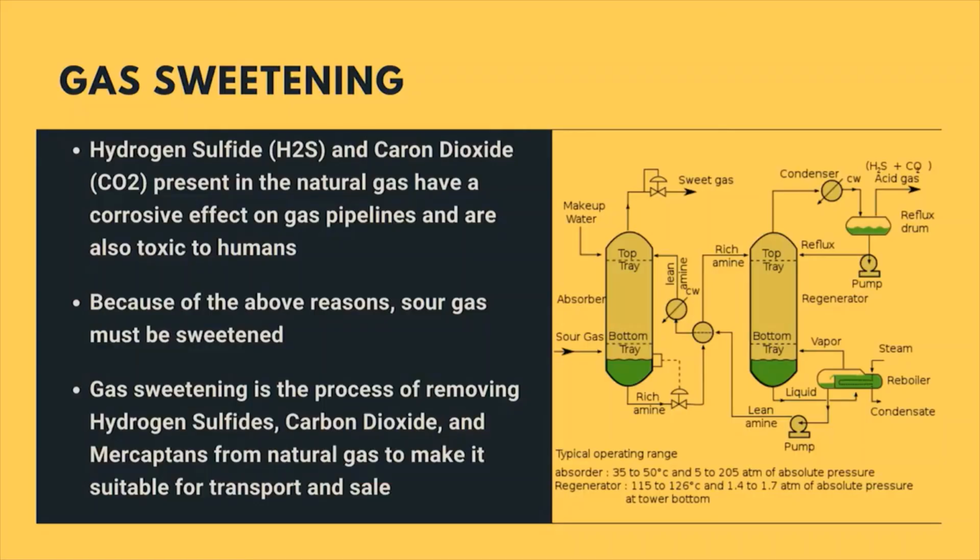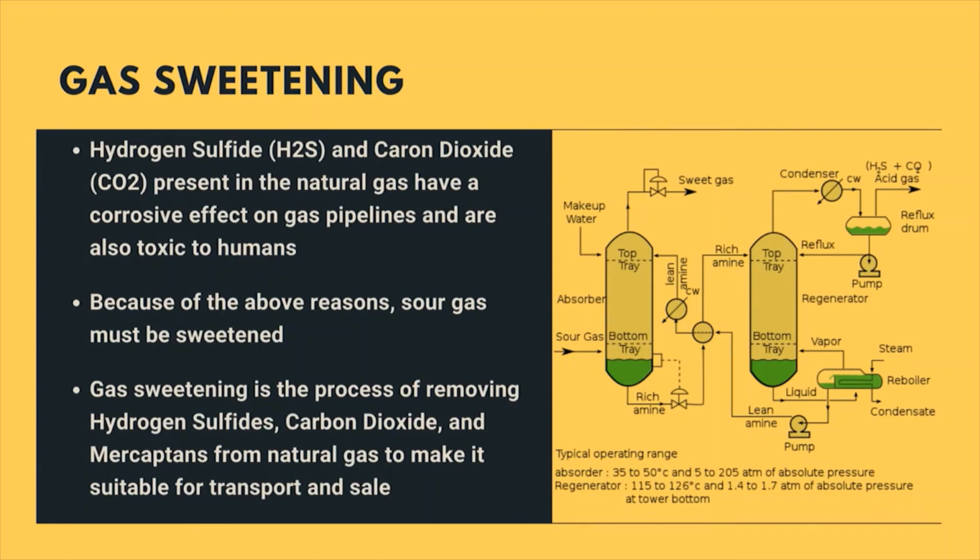After dehydration, the gas needs to be sweetened. What does it mean? The gas has a lot of unwanted or corrosive chemicals which are going to be harmful in the downstream processing facilities. So the primary substances that are not desirable are hydrogen sulfide and then carbon dioxide. So these two gases need to be removed before we send or sell the gas for the downstream facilities.